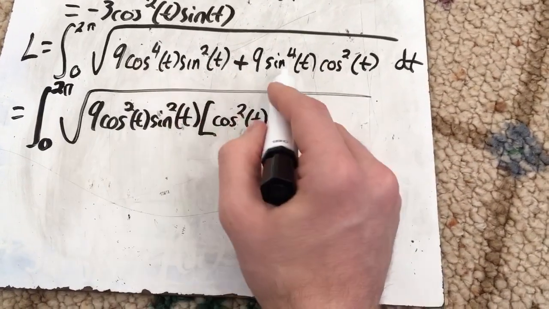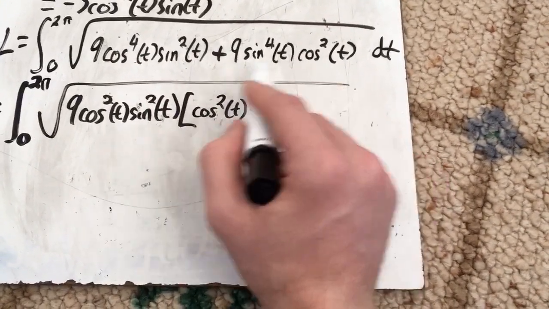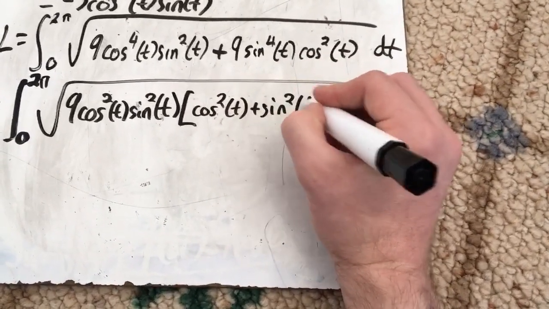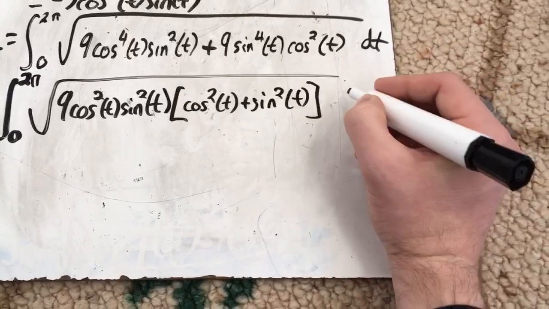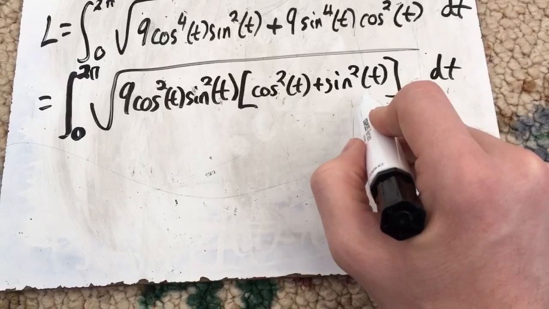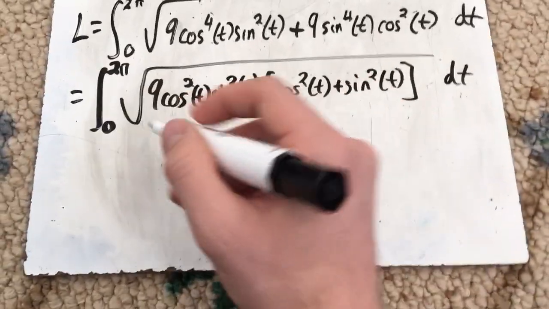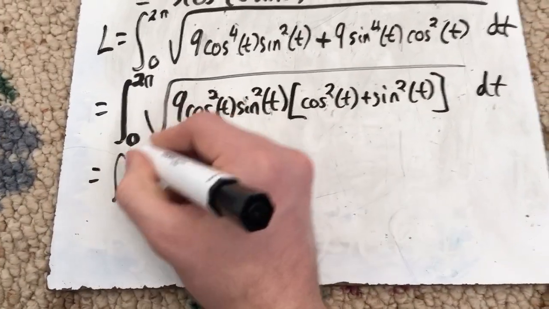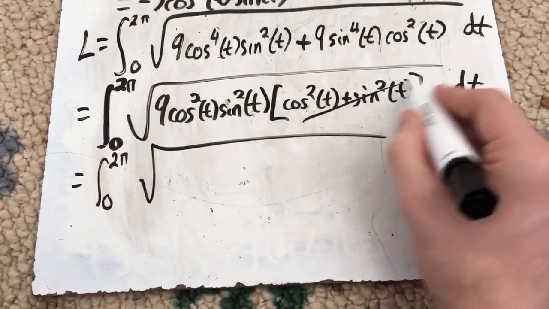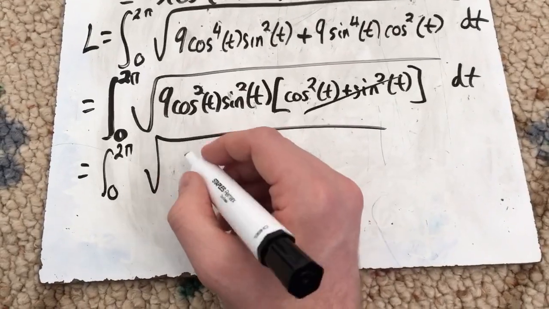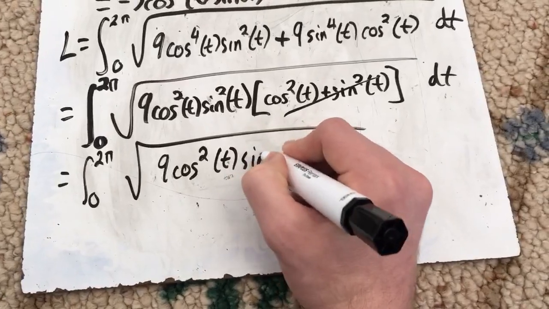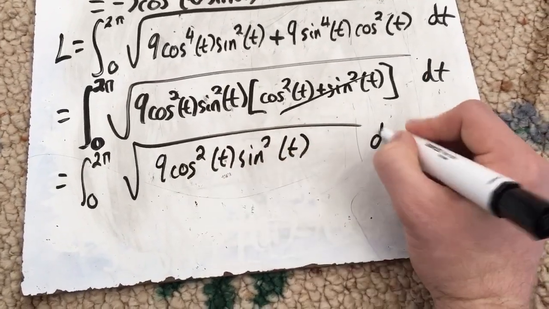Plus, if I factor out a 9 cosine squared sine squared from all this, I'd have a sine squared left over. We like having cosine squareds plus sine squareds together. That makes simplifying easy because this just boils down to a 1, right? Cosine squared plus sine squared, that's just 1. So then I get the integral from 0 to 2 pi of the square root of that whole thing is 1, so I'm going to forget about it. And I'm going to call this 9 cosine squared of t sine squared of t dt.